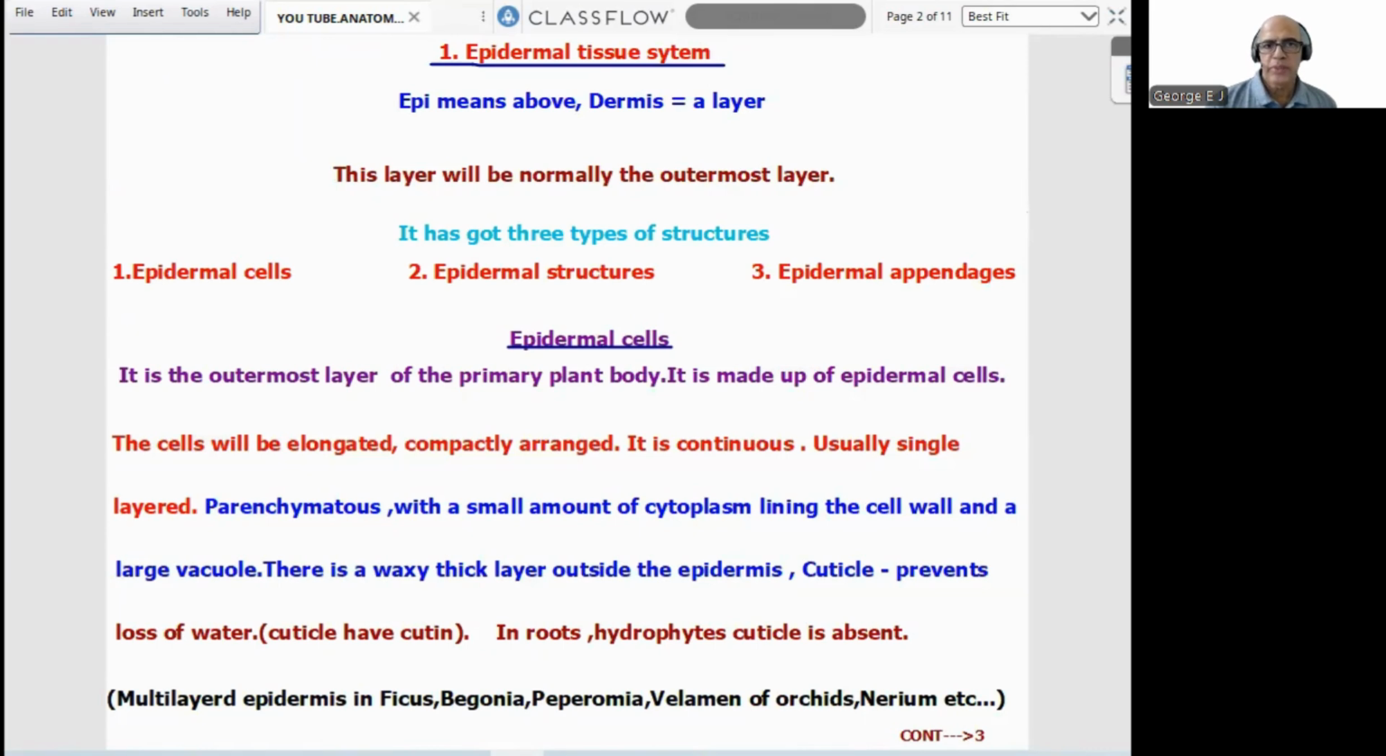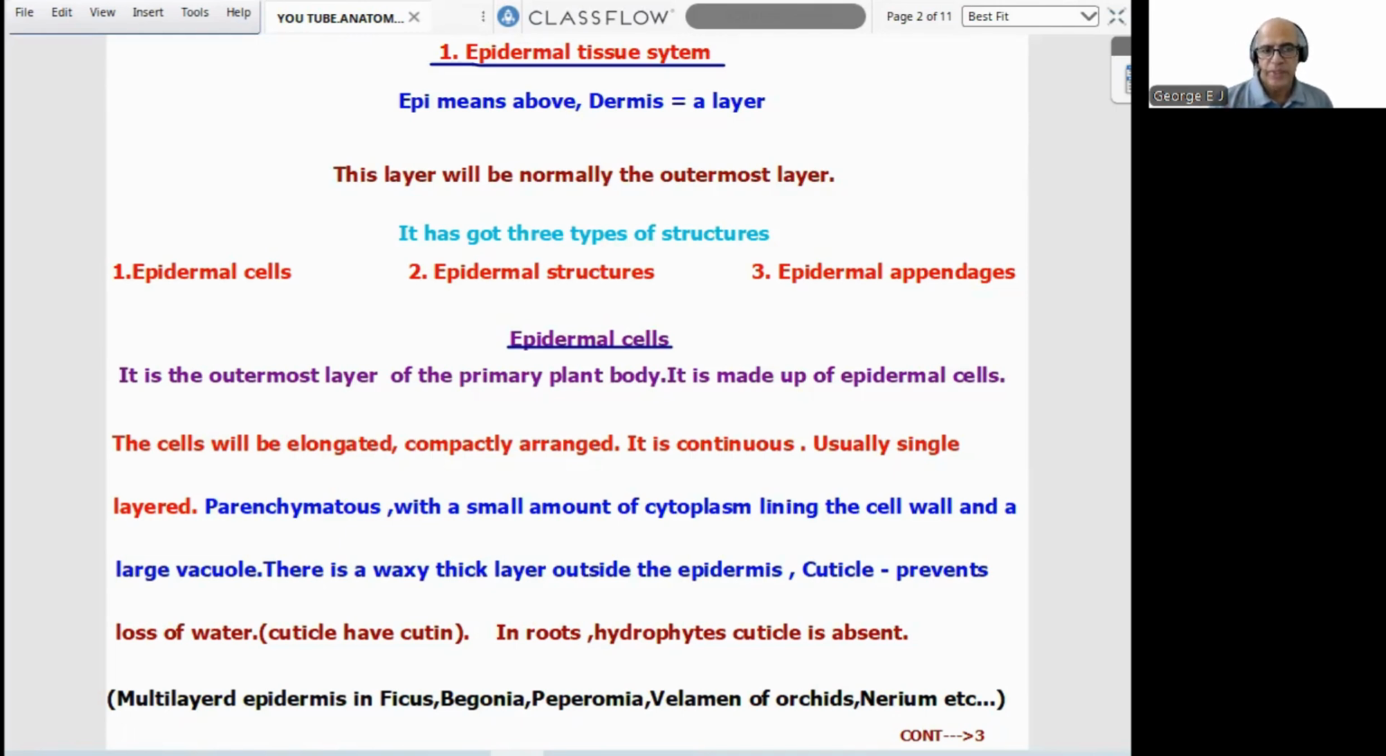So when we discuss the epidermal tissue system, what is meant by the term epi? Epi always means above. Dermis means a layer. So epi means above, dermis means a layer. So this layer will normally be the outermost layer. And it has three types of structures: epidermal cells, epidermal structures, and epidermal appendages. Everything marked there will be easy for you.